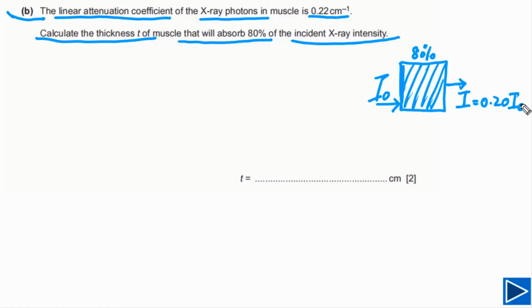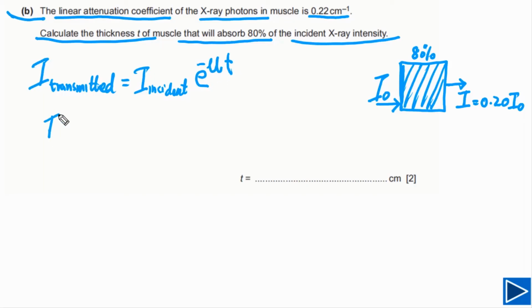Means only 20% has been transmitted through this muscle. So by using this information, we can calculate thickness. First thing we need to understand is how I transmitted is linked with I incident. So we can say this is I transmitted, which is equal to I incident times e to the power of negative mu times t. Mu is the coefficient, t is the thickness.